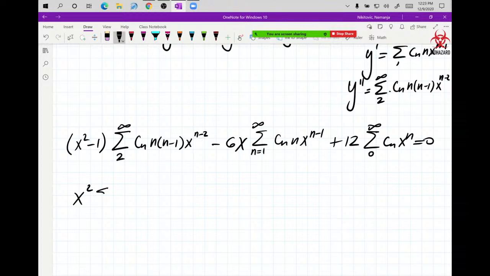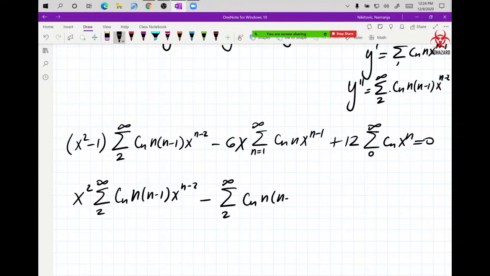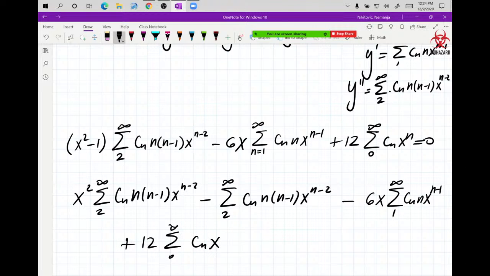You have your x squared times the summation Cn n (n minus 1) x to the n minus 2, minus just the summation 2 to infinity Cn n (n minus 1) x to the n minus 2. And you can see now you have nothing to balance it with over there. And then you have minus your 6x summation Cn n x to the n minus 1. That starts at 1. And finally plus 12 summation 0 to infinity Cn x to the n equals 0.